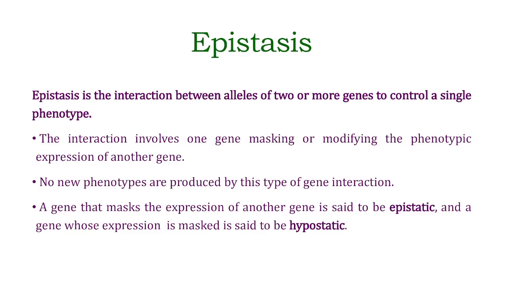Hello everyone. Today we will see epistasis. Basically, it is an interaction between two or more genes to control a single phenotype. An example of epistasis is coat color in mice.